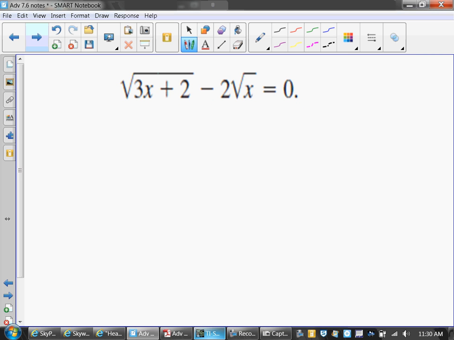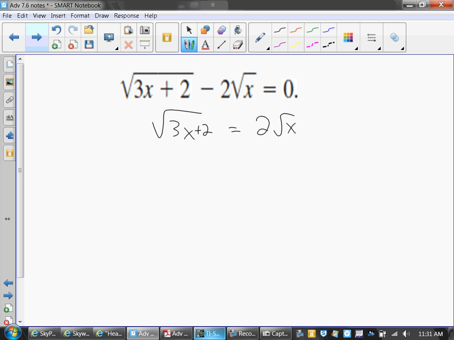Square root of 3x plus 2 minus 2 root x equals 0. This is where things start to get a little bit trickier, because notice how many variables you have. Two. So what you're going to have to do is set this up to have variables on both sides of the equation. So what do you want to move? Add the 2x. Good. So you have the square root of 3x plus 2 equals 2 root x.